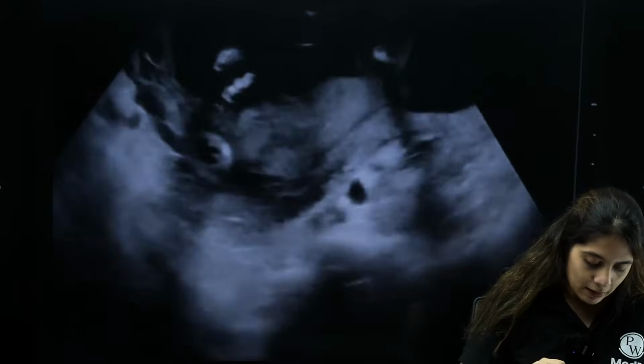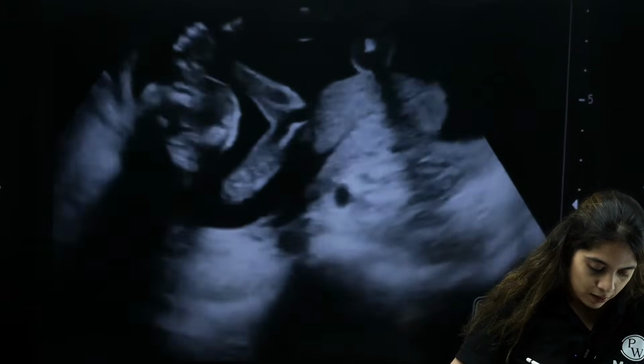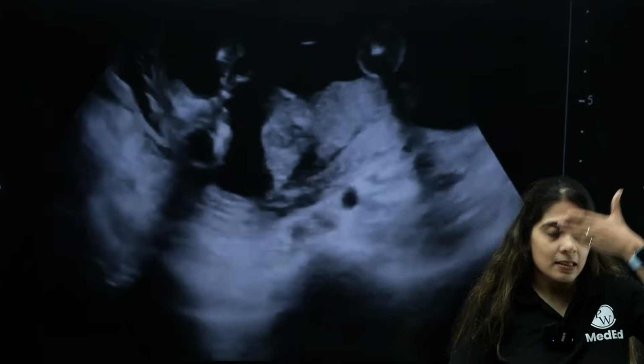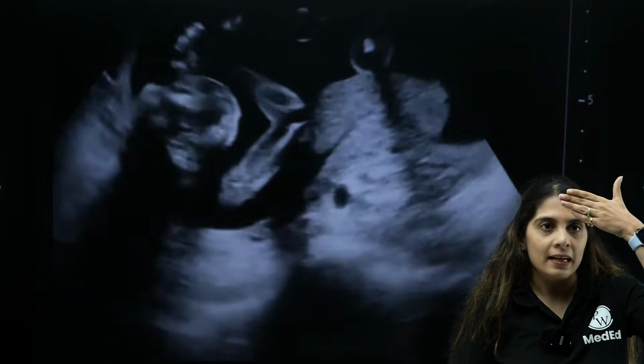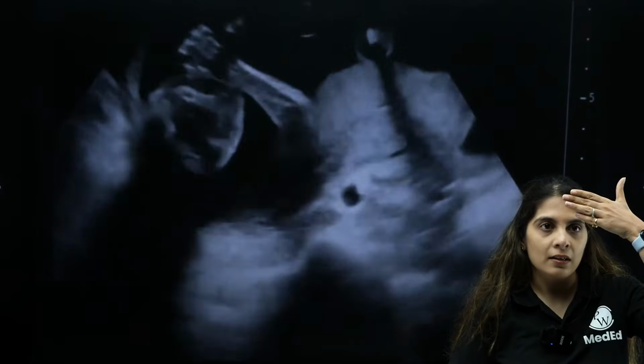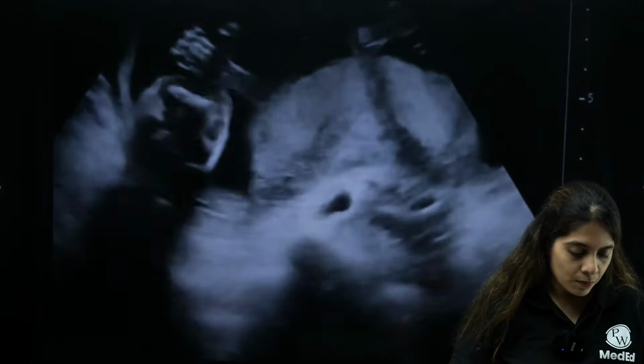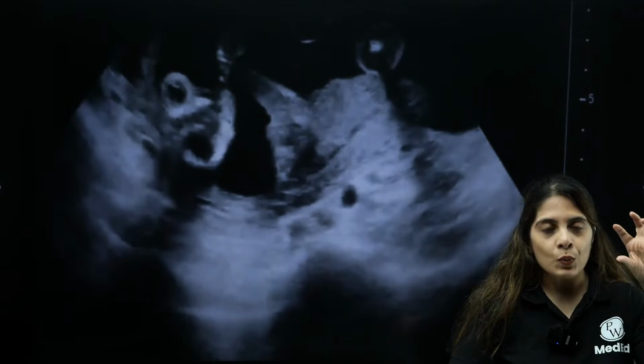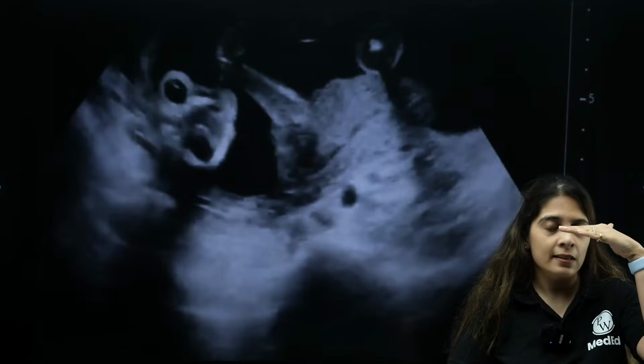So what happens over here, I will just pause it at this particular point. See this particular appearance over here, you can see that this is the mid-coronal section of the baby's head. Okay, this particular part, I'll just zoom it, I'll just pause it over here. Especially this particular part, what you are able to see is the absence of the calvaria.